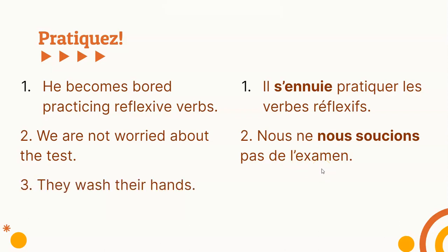Next, they wash their hands. That would be ils se lavent les mains. Right, for they, we know it's going to be ils, so we know our reflexive pronoun is going to be se. We add that in, and we keep the verb conjugated correctly for they. Ils se lavent les mains.